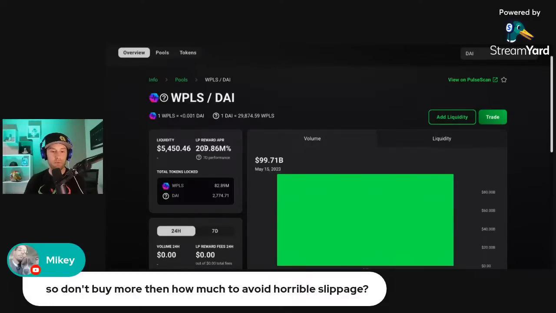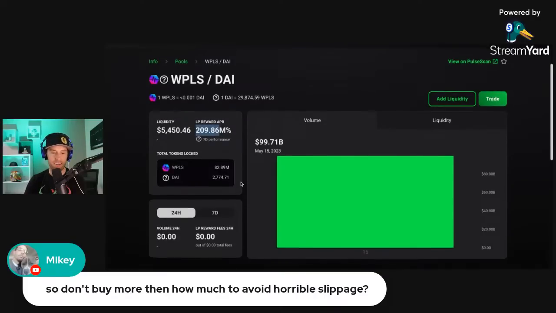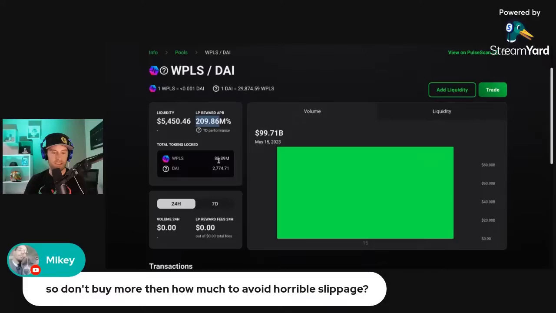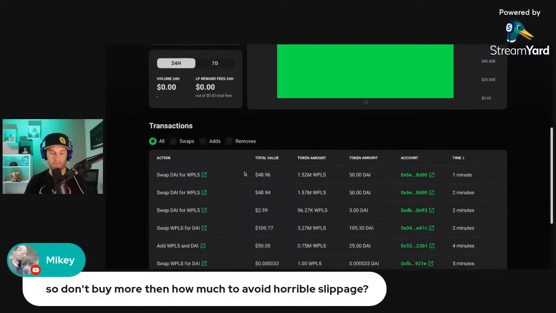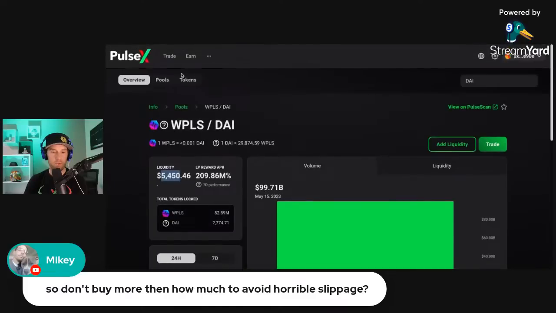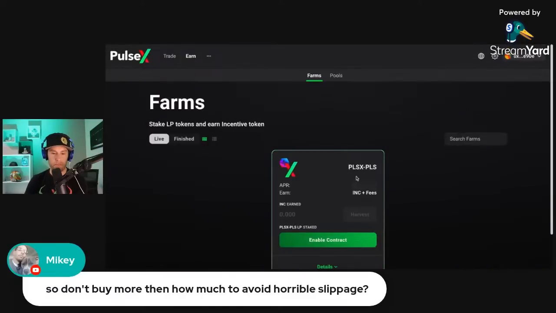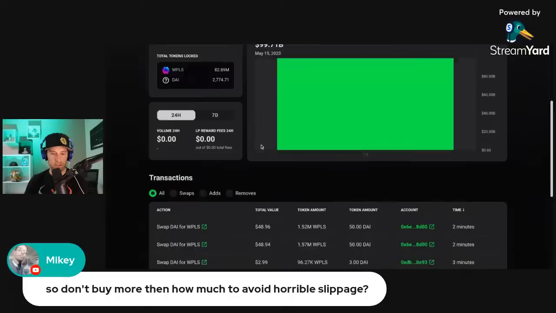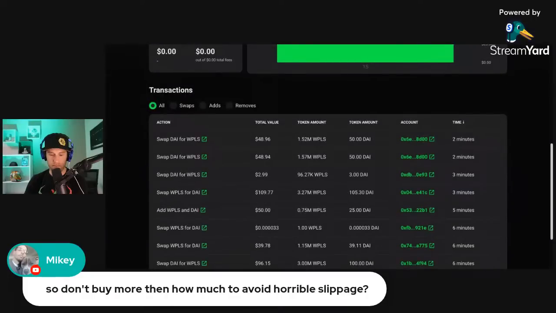Look at this. LP reward APR is 209.8 million percent. Oh my god, that's insane. $5,400 in liquidity, that's just nuts, man. What's going on with the farms? Let's check that out real quick. PLSX and PLS still. Okay, guys, that's insane. Let me come back to the chat and hang out with you for a sec.